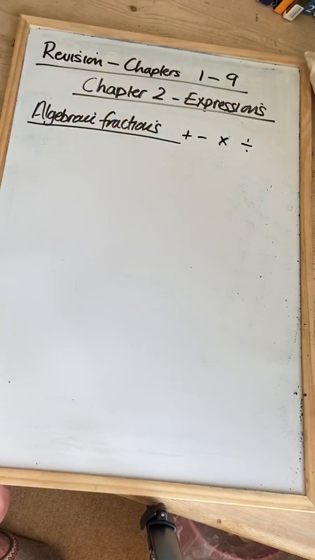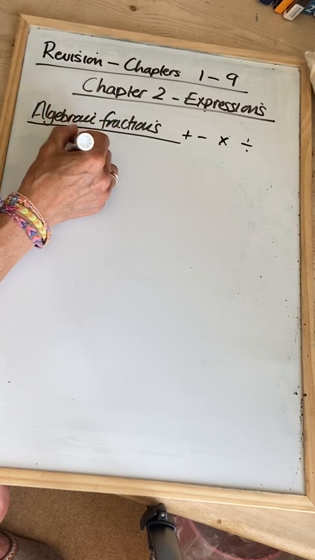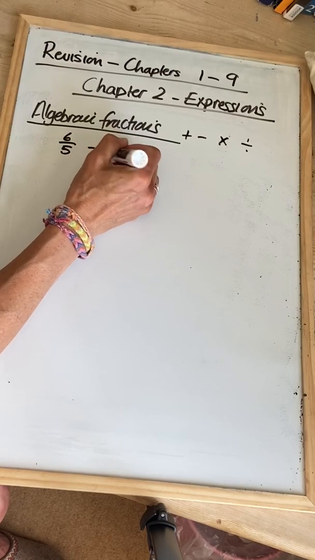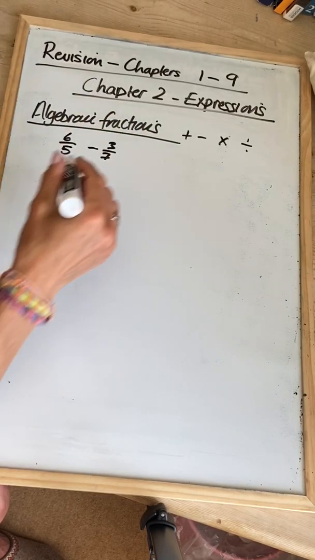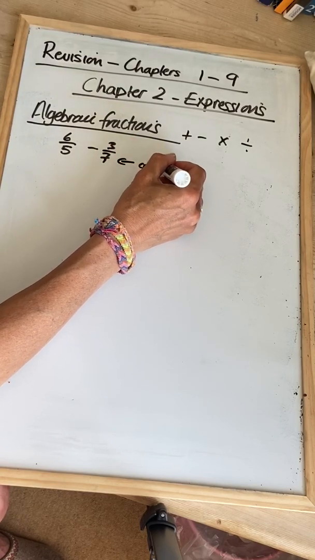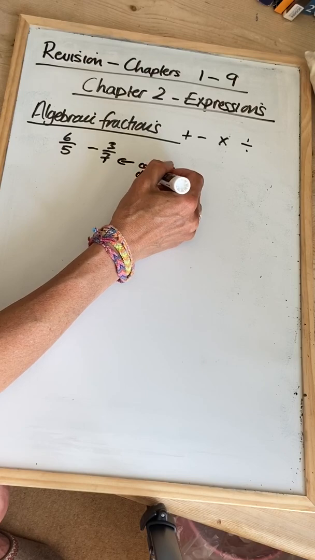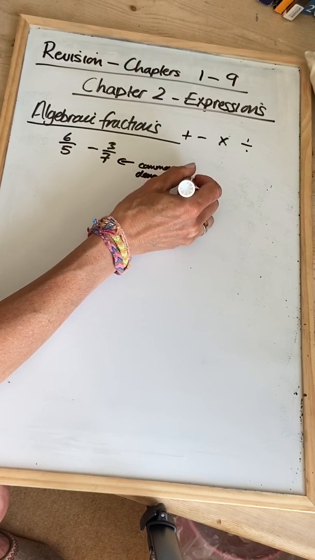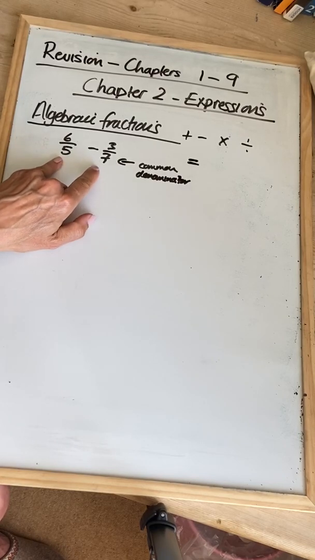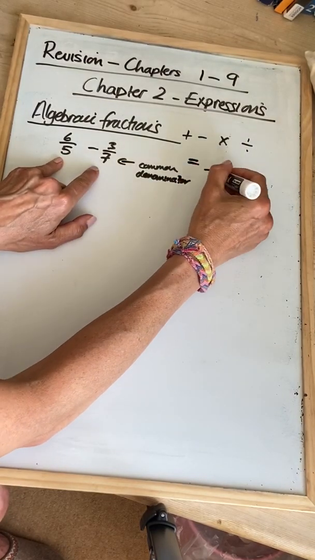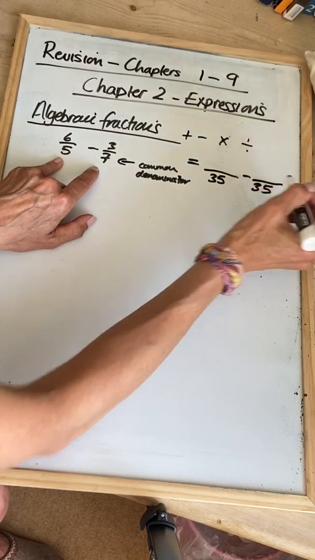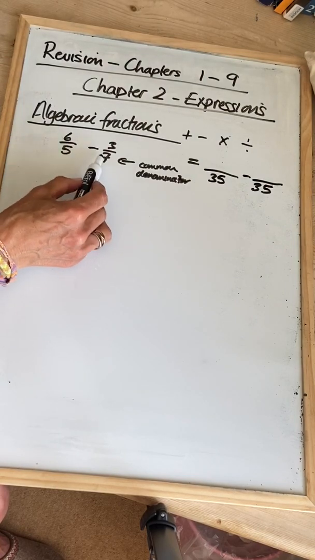So adding and subtracting, if you remember with normal fractions, so let's just do normal fractions for the moment. 6 over 5 minus 3 over 7, shall we say? What's our rule here? We must get ourselves a common denominator. And the normal way of getting a common denominator, sometimes you can find a lower common denominator, but usually you just multiply these two numbers together. So we're going to end up with something over 35 minus something else over 35.